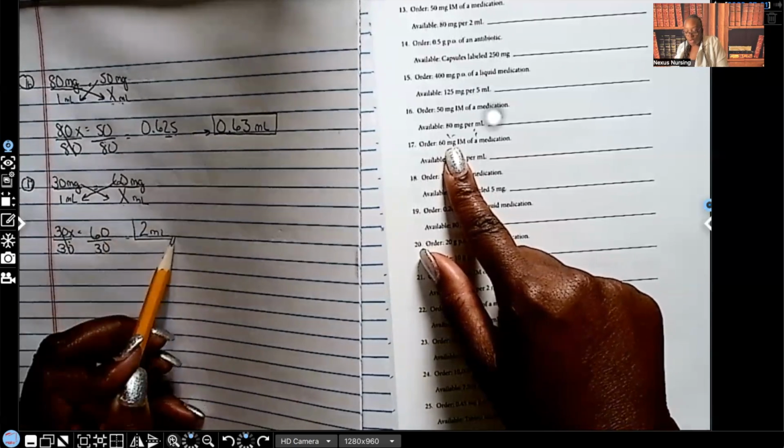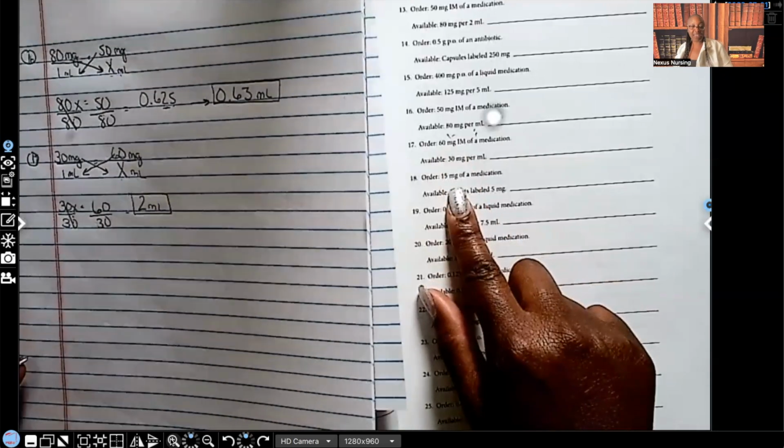Are we done? No, we need our unit of measurement. Remember, we were solving for X, so my answer has to be ml. The correct answer is 2 mLs. Am I right? Ooh, beautiful. Yes, I am. Let's do the next problem, number 18.